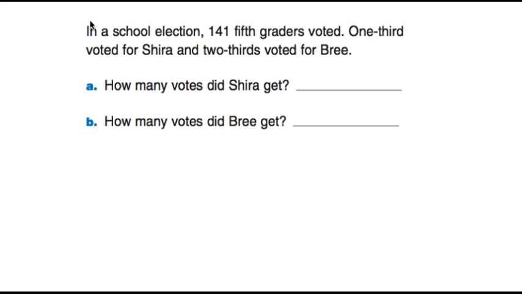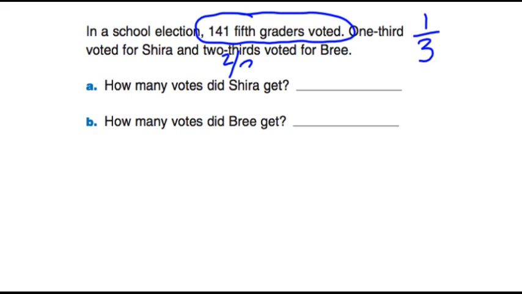So here's another word problem which is found in your math journals. In fact, if you write this down and remember your answer, you can go ahead and transfer this into your math journal. The problem says, in a school election, 141 fifth graders voted. So that's our whole. That's the total amount of fifth graders that voted. 1/3 voted for Shira, so we're just going to write that as a fraction, and 2/3 voted for Bree. How many votes did Shira get?